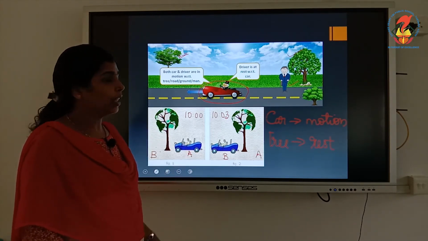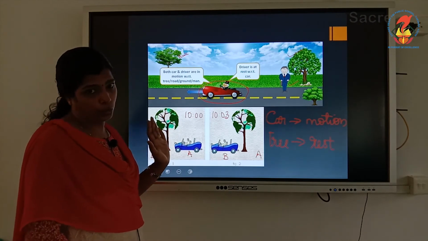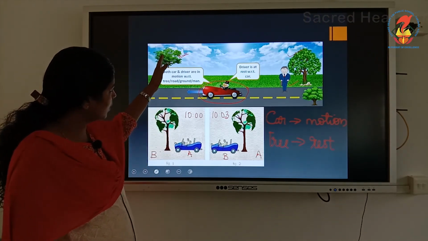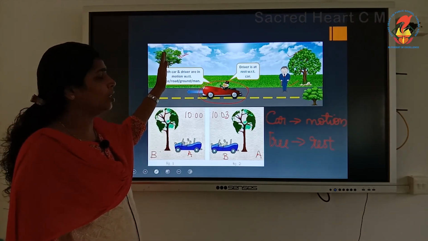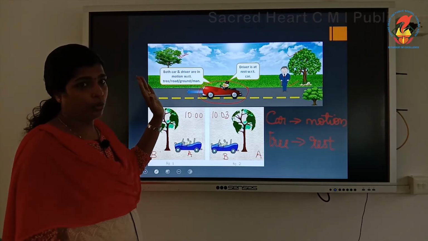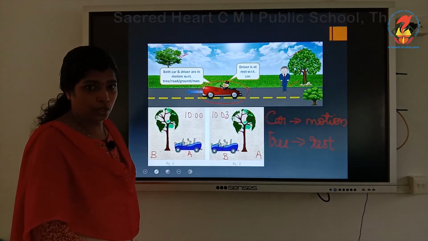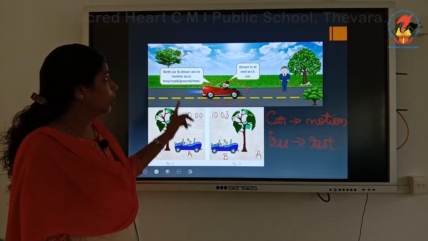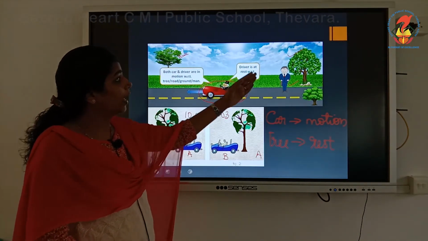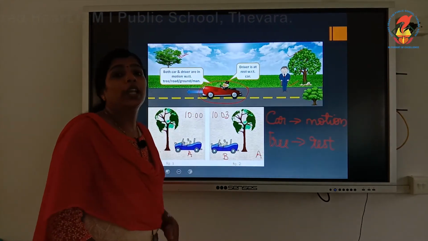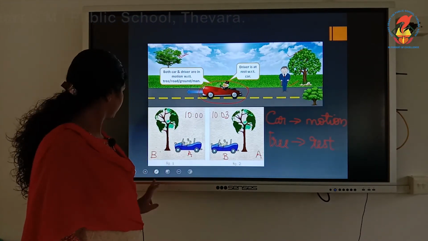So, we will say the car is in motion. What about the state of this tree? Whether the tree is changing its position? No. What about that tree? This one is also not changing the position. So, we will say the trees and this person are at rest.